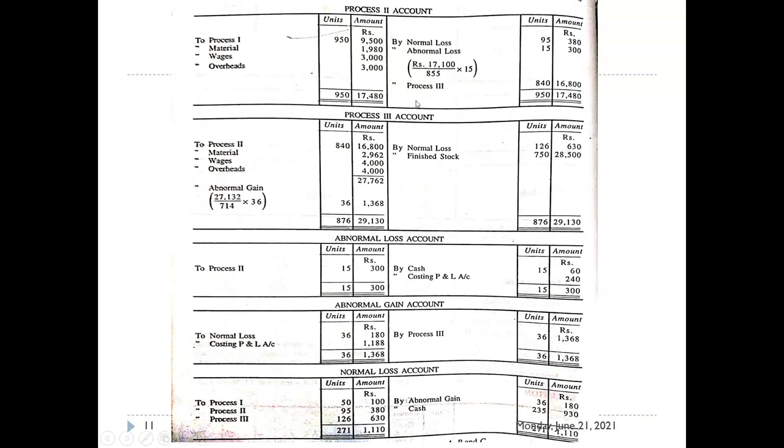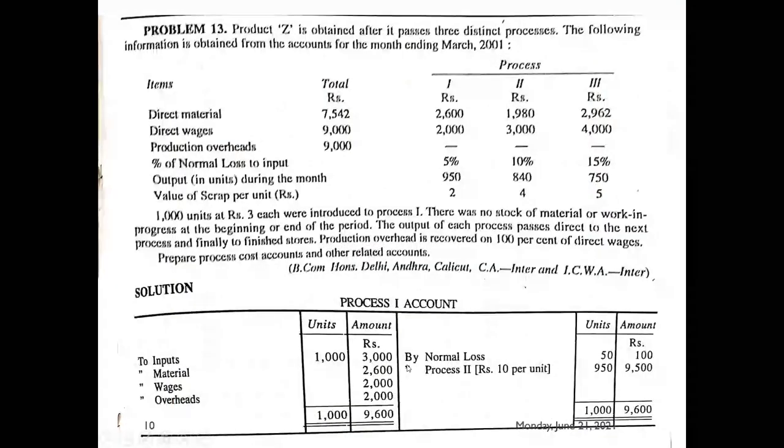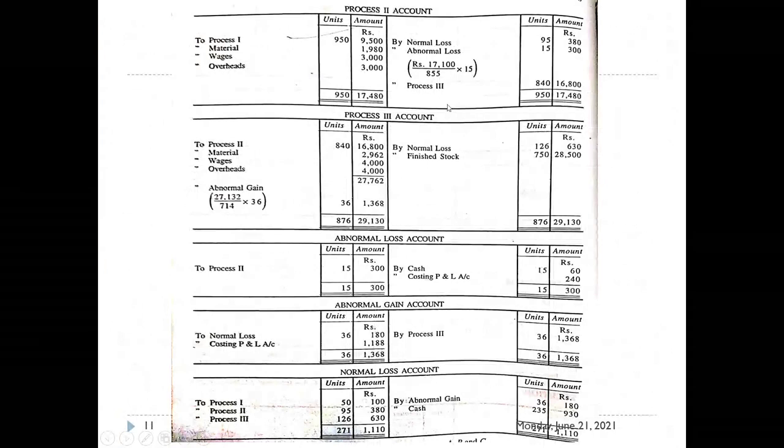So first, abnormal loss account. You see, in process 2 account there will be an abnormal loss. In process 1 there will be no abnormal loss, only normal loss is given. So abnormal loss in process 2. So what will be the journal entry? In abnormal loss account, debit side, to process 2 account. How much? 15 units, amount 300.